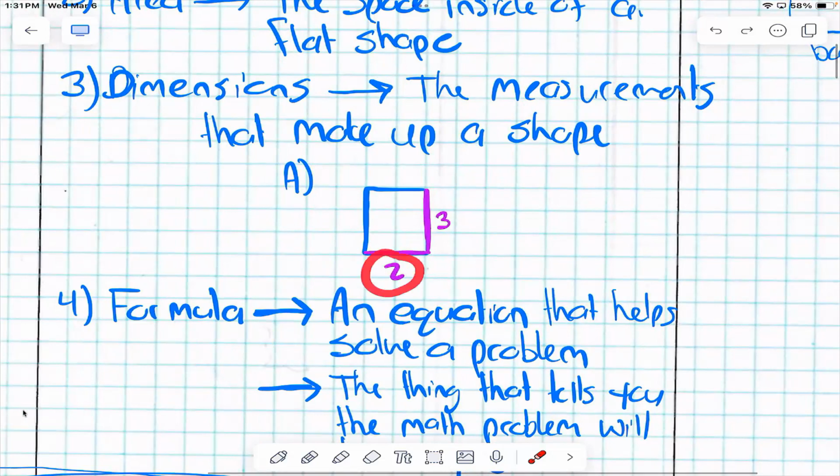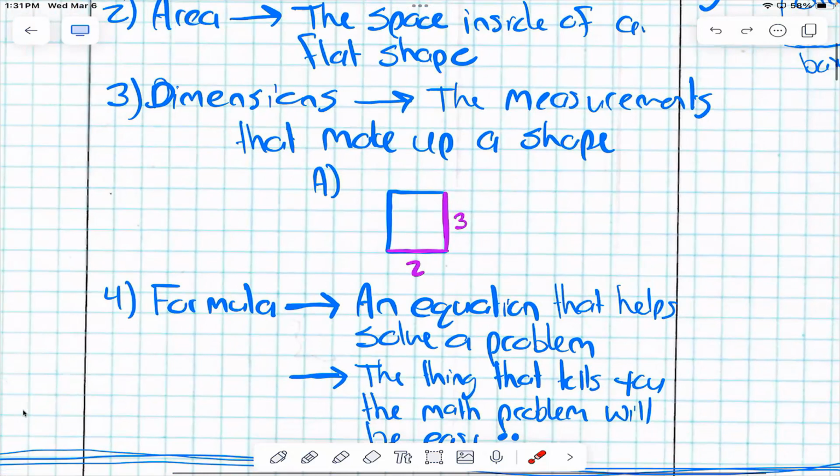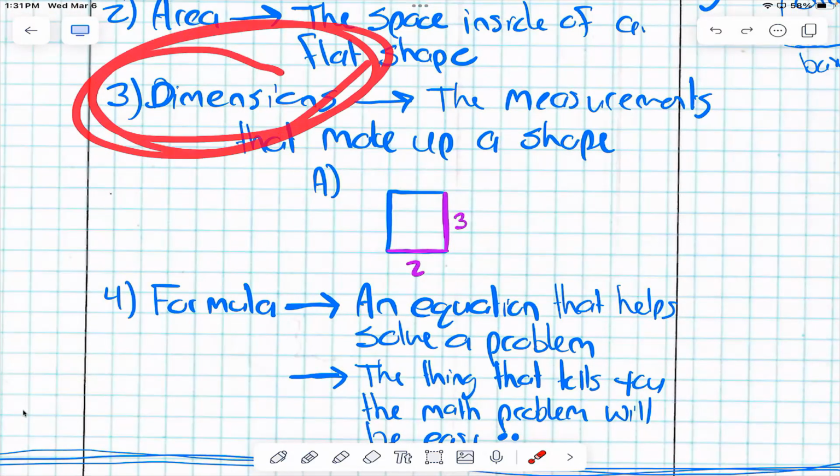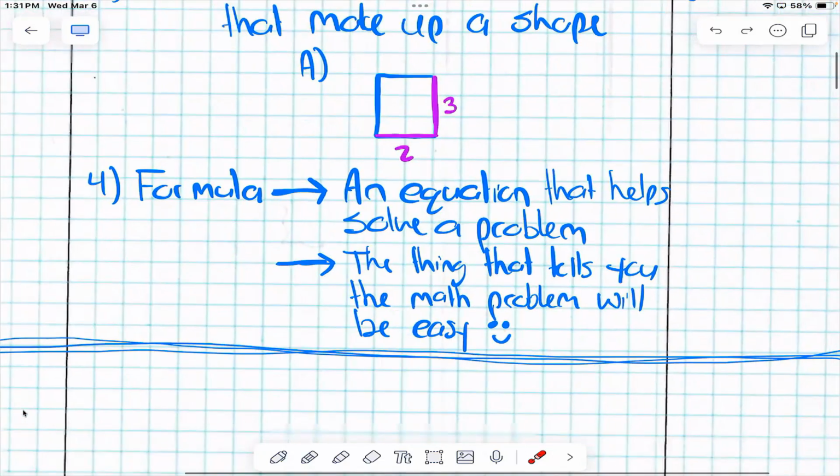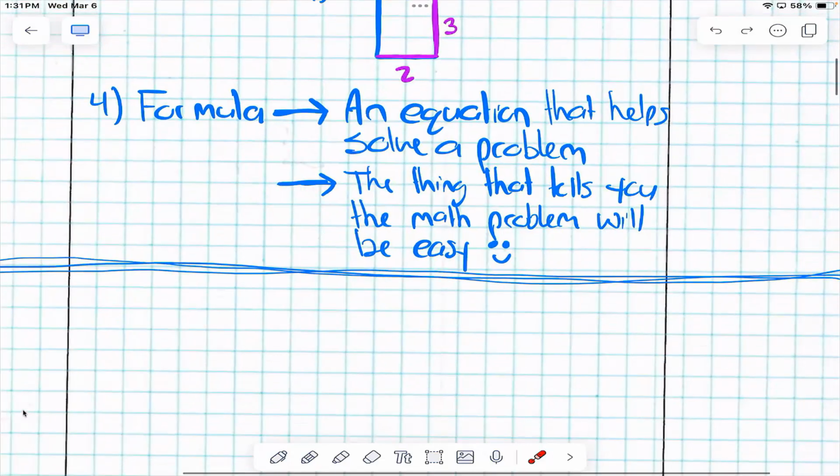These numbers right here are the base and the height. We call the base and the height, or the measurements that make up a shape, the what? The dimensions. And then what is the equation that we use to help us solve a problem? Formula. And if you have a formula, you really just need to plug the numbers in, right? Okay.